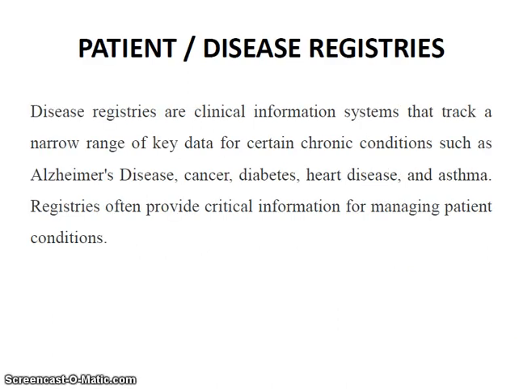Then patient and disease registries. Disease registries are clinical information that track a narrow range of key data for certain chronic conditions such as cancer, diabetes, heart disease, and asthma. So registries often provide critical information for managing patient conditions. To monitor the health conditions of the patients and their progress, everything is maintained and recorded in these disease registries.